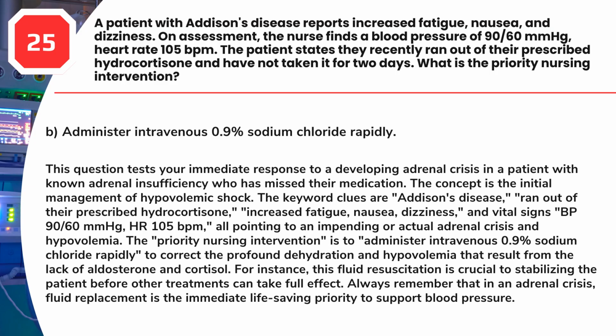Answer B. Administer intravenous 0.9% sodium chloride rapidly. This question tests your immediate response to a developing adrenal crisis in a patient with known adrenal insufficiency who has missed their medication. The concept is the initial management of hypovolemic shock. The keyword clues are Addison's disease, ran out of their prescribed hydrocortisone, increased fatigue, nausea, dizziness, and vital signs BP 90/60 millimeters of mercury, HR 105 bpm, all pointing to an impending or actual adrenal crisis and hypovolemia.